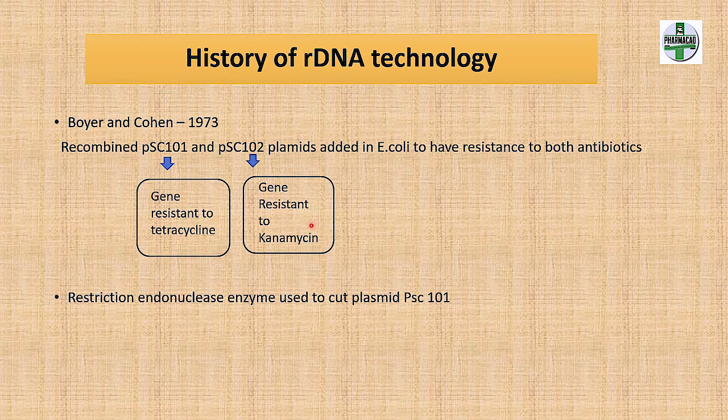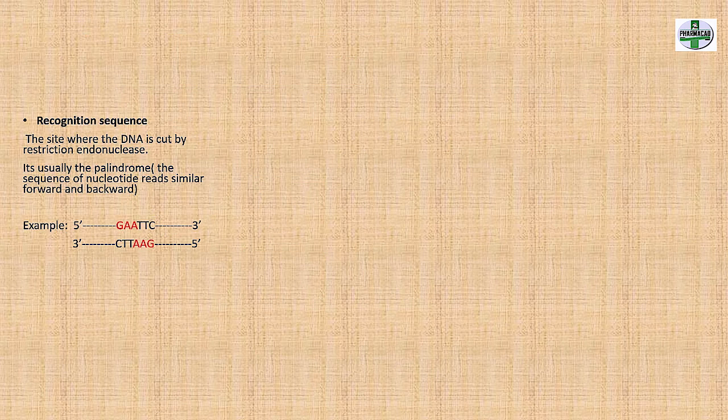Now from this experiment, what do we understand? That if we recombine these two and add them into E. coli, the resultant E. coli will have resistance to two antibiotics, that is, tetracycline as well as kanamycin. This is the first experiment of rDNA technology. Now let us learn how we cut the gene of interest from the entire DNA molecule.